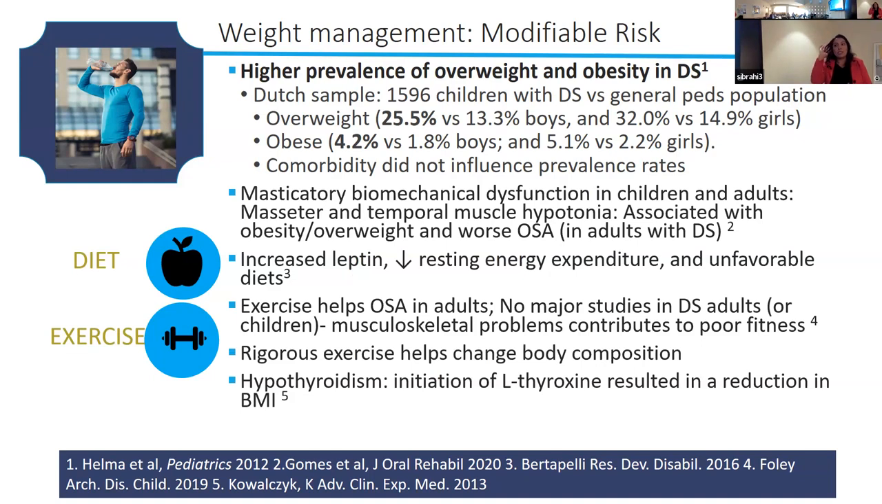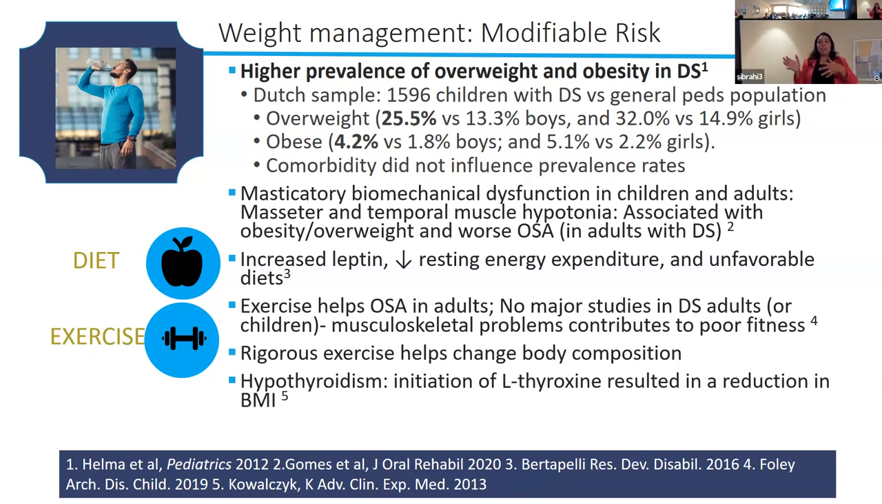One of the things that's interesting to me, and maybe to other people, is this masseter and temporal muscle hypotonia. That's associated with more sleep apnea and also being overweight. It could be just general functioning. This is where my functional therapy could potentially be very helpful, I'm not sure. Secondly, there's increased leptin and decreased resting energy expenditure in these individuals. And there's been a study looking at unfavorable diets as well. So there are maybe some factors that we can modify.